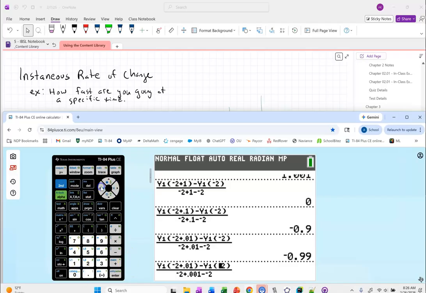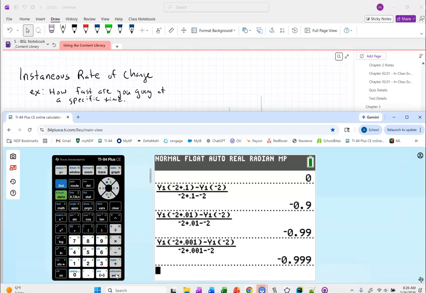It's pretty clear at this point what the slope is going to. What does it look like that the slope is approaching? -1. -1, right? Is everybody okay with that? The closer that h is getting to 0, the closer the slope is getting to -1.